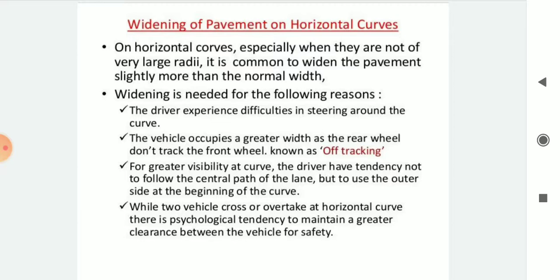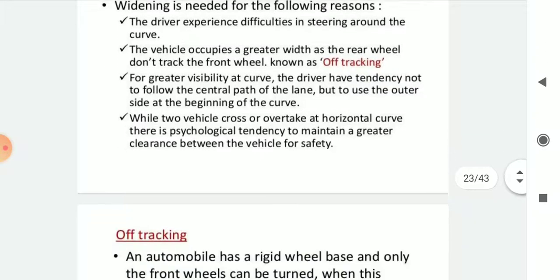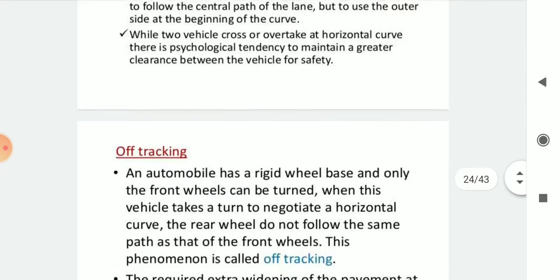Third, for greater visibility at curves, the driver has a tendency not to follow the central path of the lane, but to use the outer side at the beginning of the curve. Fourth, while two vehicles cross or overtake at a horizontal curve, there is a psychological tendency to maintain a greater clearance between the vehicles for safety.